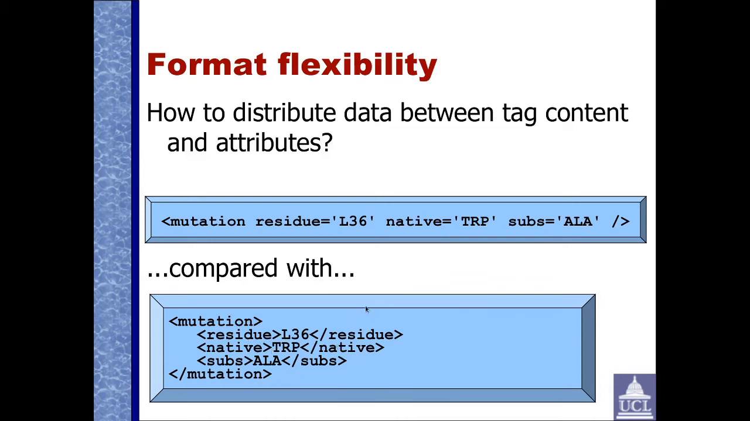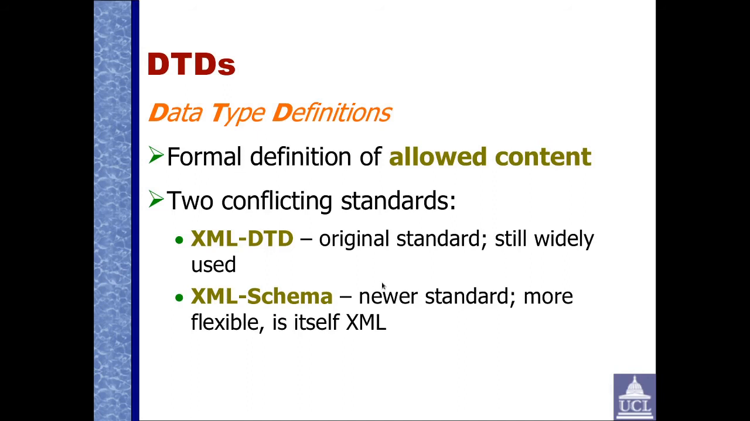Now, a data type definition is something that allows you to describe which of those ways of doing things is allowed for a particular document. Now, I'm not going to go into this at all, but there are two conflicting standards. One is called XML DTD. This is the original standard and still very widely used. And the other one is called XML Schema. This is a newer standard. It's more flexible, and the description of the allowed nesting and allowed attributes and so on is itself done in XML.